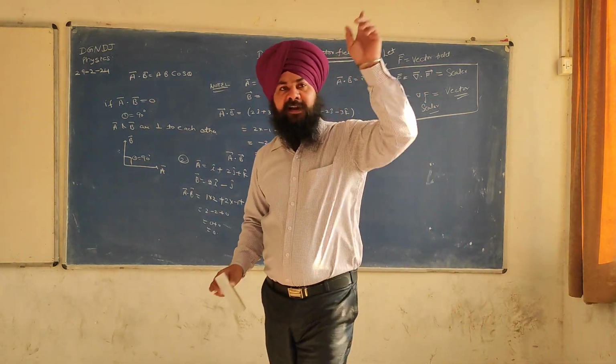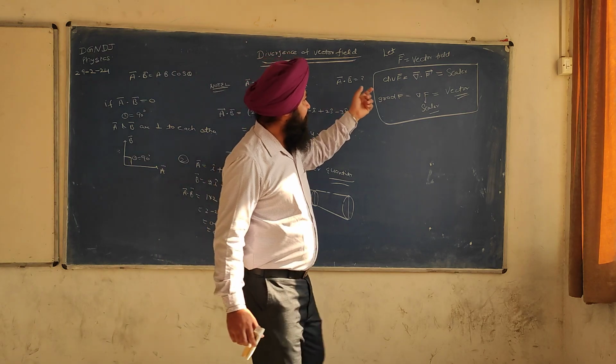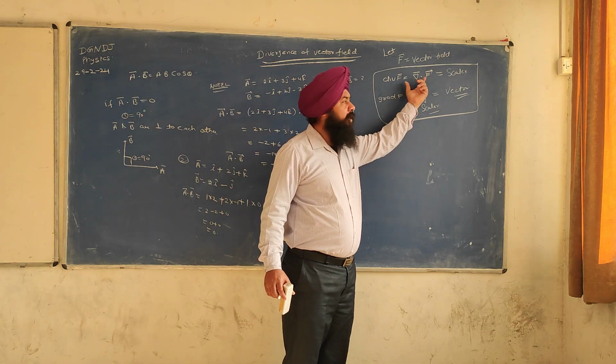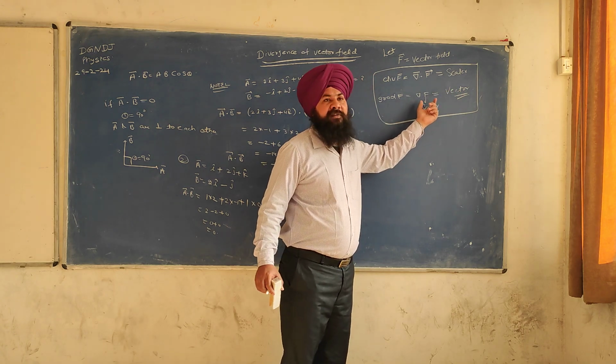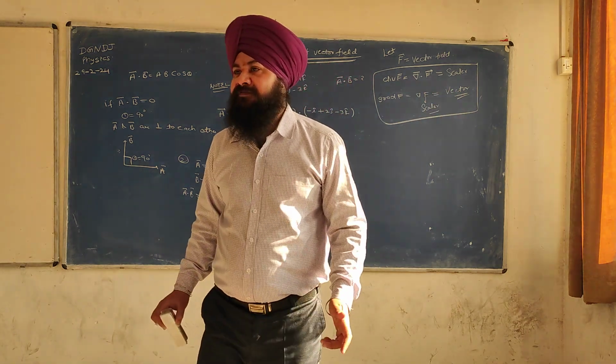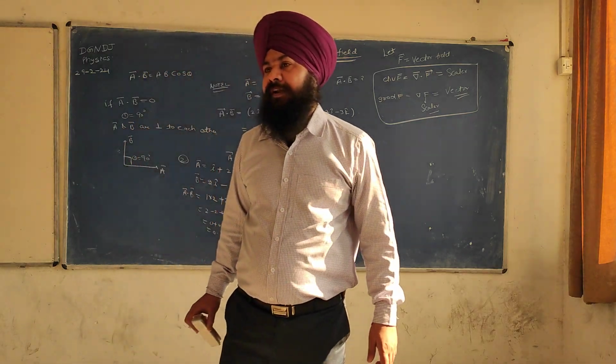Are you getting this point? Del dot f gives me a scalar number. But here gradient of f will give me a vector quantity.